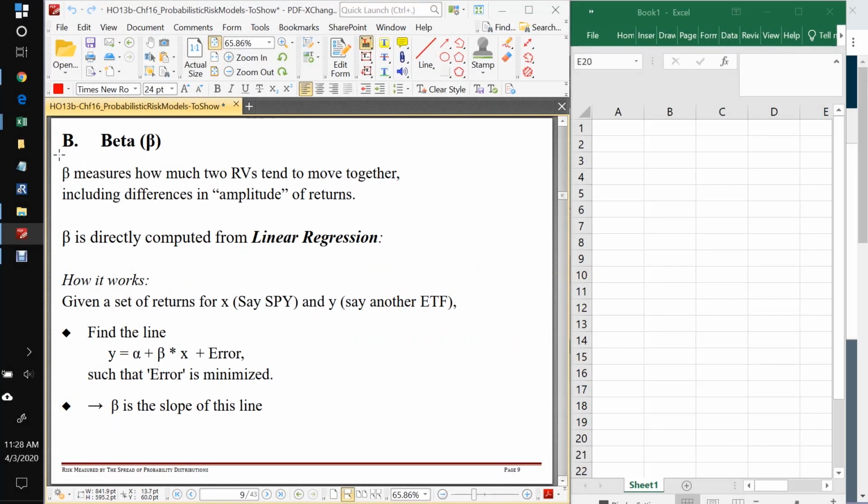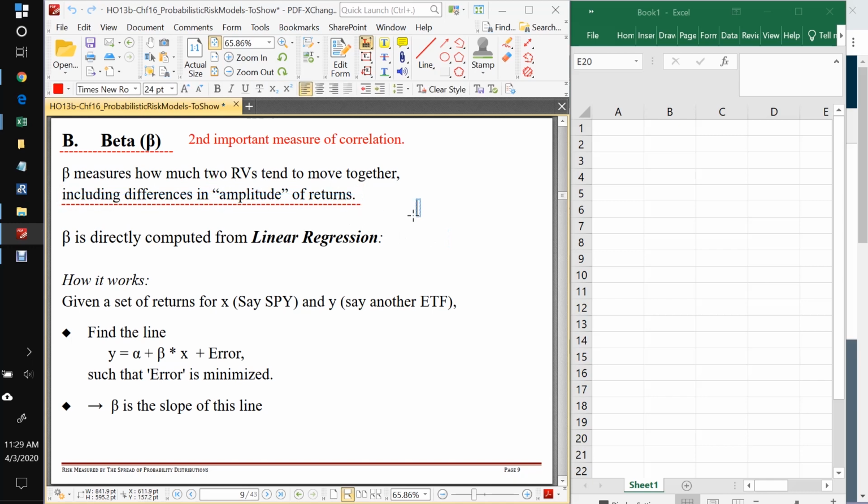So like I said, the second important measure of correlation is beta. Okay, so this is our second important measure of correlation. And beta, like our correlation coefficient rho, measures how much two random variables tend to move together, but now it's got more information for us. It's going to include differences in amplitude of returns.